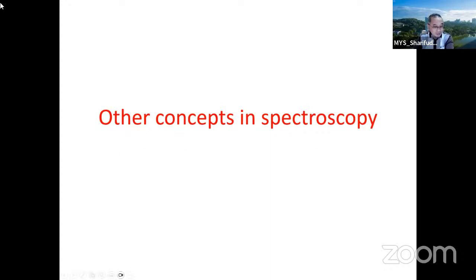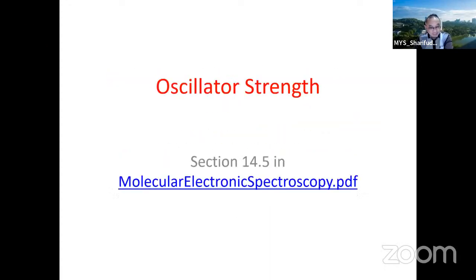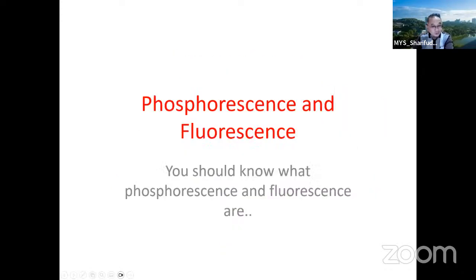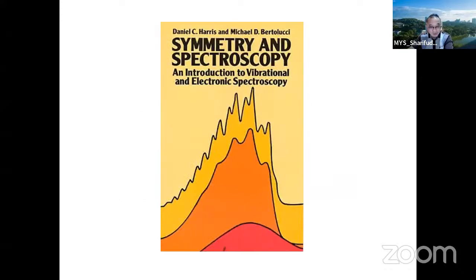Other concepts in spectroscopy are something that I think you've done. Oscillator strength has to do with the value of R. So in order to calculate oscillator strength, you have to calculate the value of R mathematically. Chromophores, phosphorescence and fluorescence are something that you have done.